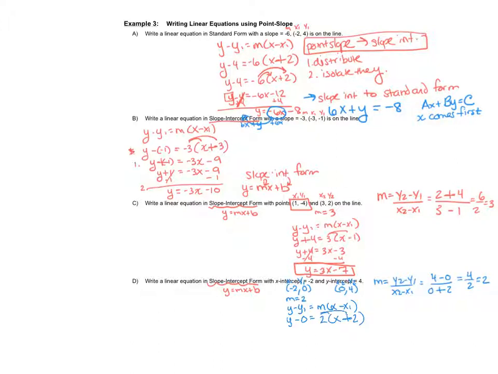And I can distribute now, so y minus 0 equals 2x plus 4. And minus 0 is nothing. I can add 0 to both sides, but it's really just y equals 2x plus 4 as my final answer.